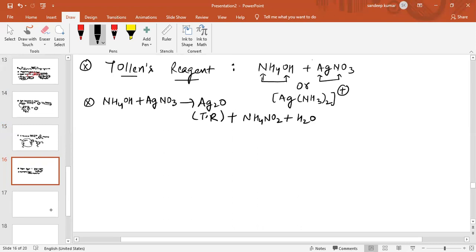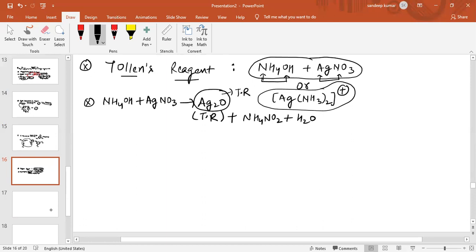So you can see Tollens reagent can be given in this form. Also, Tollens reagent can be given in this form also. And this is also given in the question. So this is also basically the Tollens reagent. So please identify all the forms of Tollens reagent.